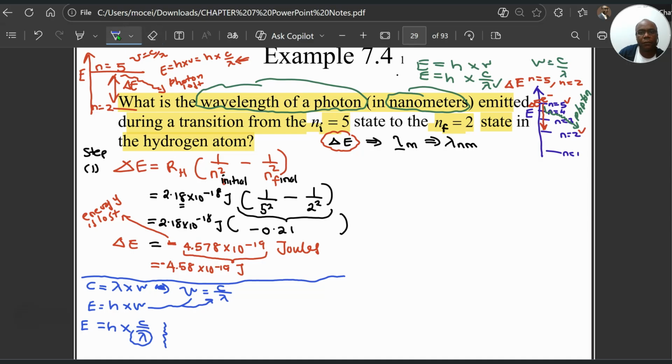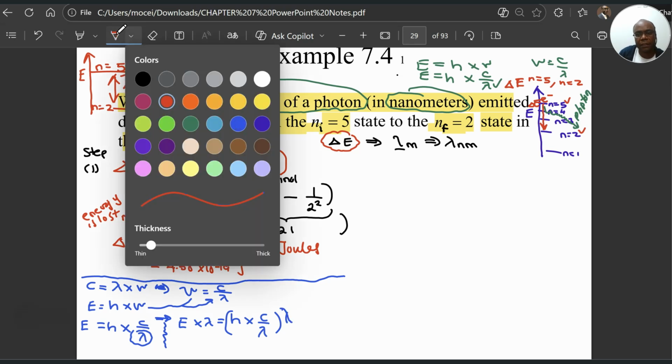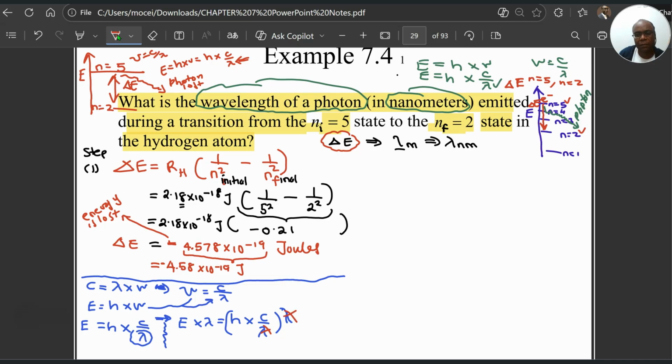Let's solve for wavelength. We're going to multiply both sides of this equation by wavelength. So energy times wavelength must be equal to Planck's constant times speed of light over wavelength, which is also multiplied by our wavelength. Doing so, you will see that the wavelength and wavelength will cancel on this side, and we could now say delta E times wavelength equals Planck's constant times c.